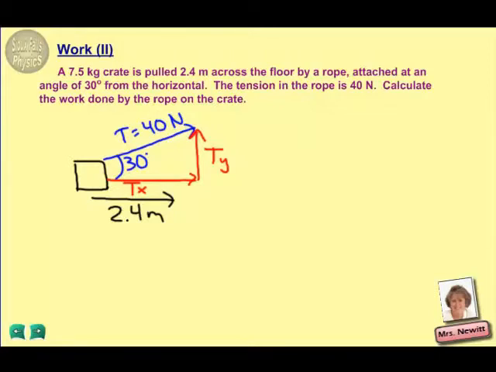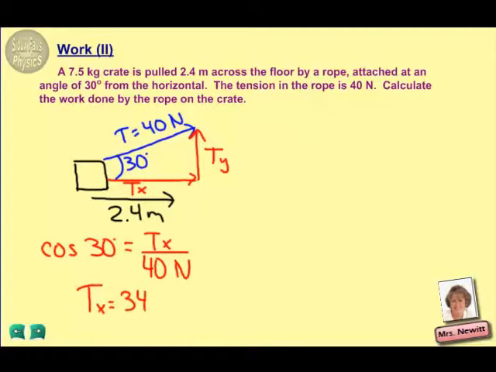So the first thing we need to do then is find the x component of that 40 newtons. The x side is adjacent to 30 degrees, so we would use the cosine of 30 degrees. That is equal to the adjacent side, Tx, divided by the hypotenuse of 40 newtons, and we get a component in the x direction of 34.6 newtons. So in reality here, out of that 40 newtons, only 34.6 are in the same dimension as our distance of 2.4.